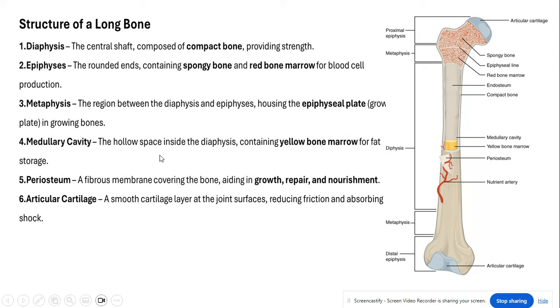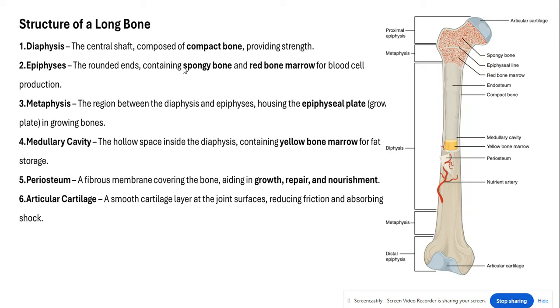Medullary cavity, the hollow space inside the diaphysis containing yellow bone marrow. This here is yellow bone marrow, and this whole cavity inside is the medullary cavity. When someone asks you, where do you find yellow bone marrow for fat storage, or where is fat stored? Well, there's a cavity in the bone. It's called the medullary cavity. So remember that.